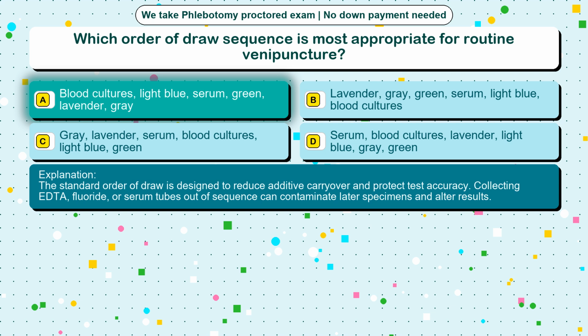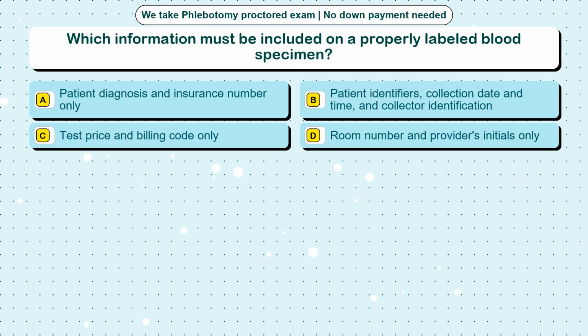Collecting EDTA, fluoride, or serum tubes out of sequence can contaminate later specimens and alter results. Question 19. Which information must be included on a properly labeled blood specimen? Option A. Patient diagnosis and insurance number only. Option B. Patient identifiers, collection date and time, and collector identification. Option C. Test price and billing code only. Option D. Room number and provider's initials only.